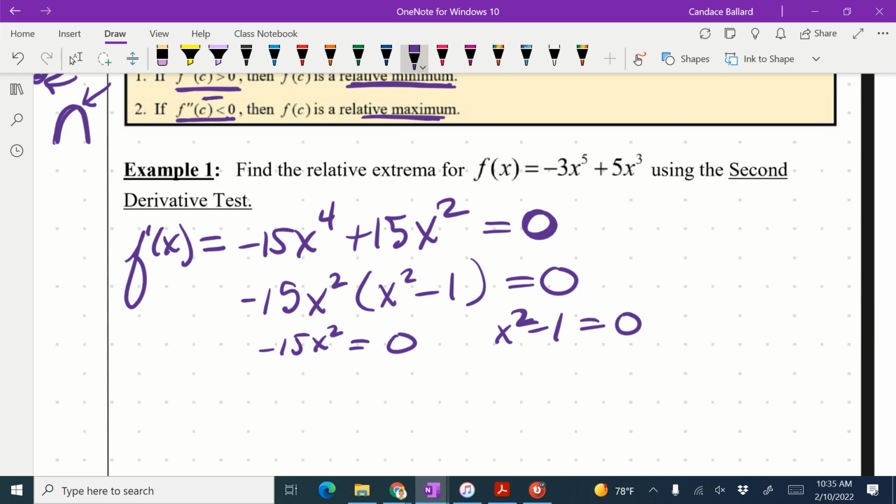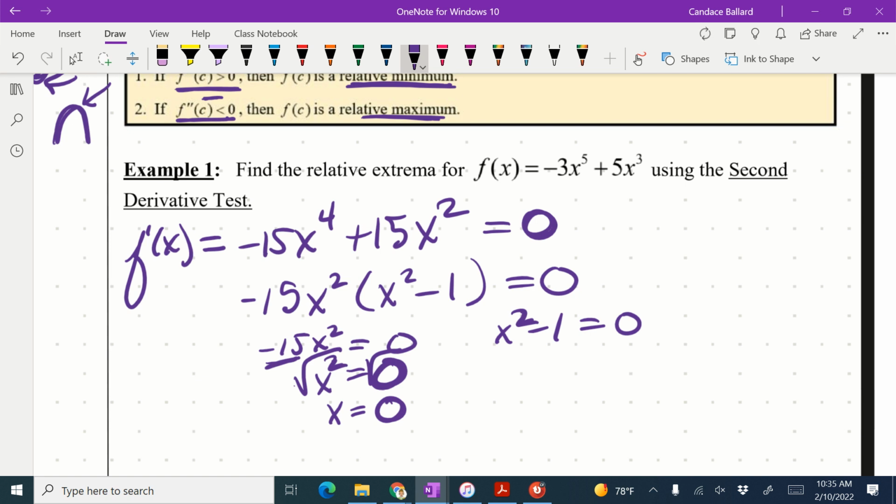All right, what am I going to do with this 15? What did you do? Not yet. What am I going to do to get this to the other side? Divide it. What's 0 divided by negative 15? Thank goodness. I didn't want to take the square root of 15. All right, take the square root of both sides. What's the square root of 0? 0. So one of my critical numbers is 0.